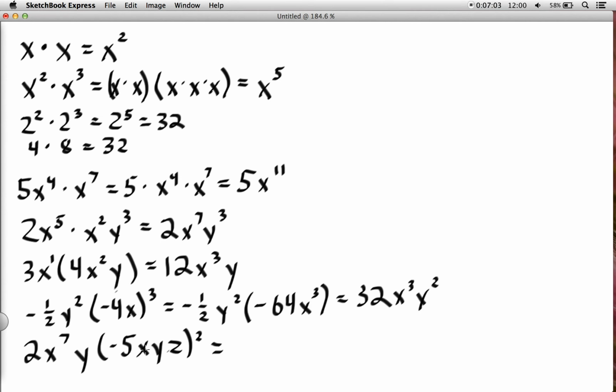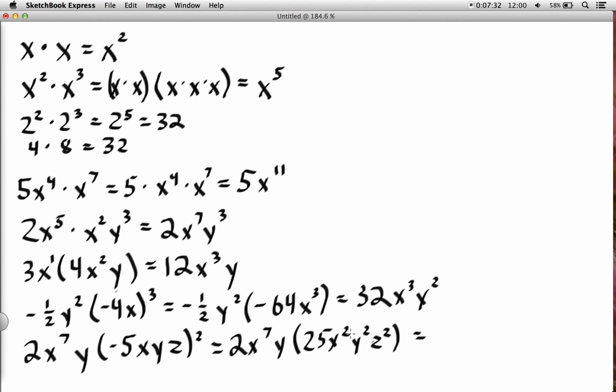Okay, lots of stuff inside this parentheses being put to an exponent now. All this is being squared. So again, we're going to deal with that first and let this just sit on the outside. So we're going to square each term. -5 squared is +25. And then these are all just single variables, so they all get squared. X squared, y squared, z squared.